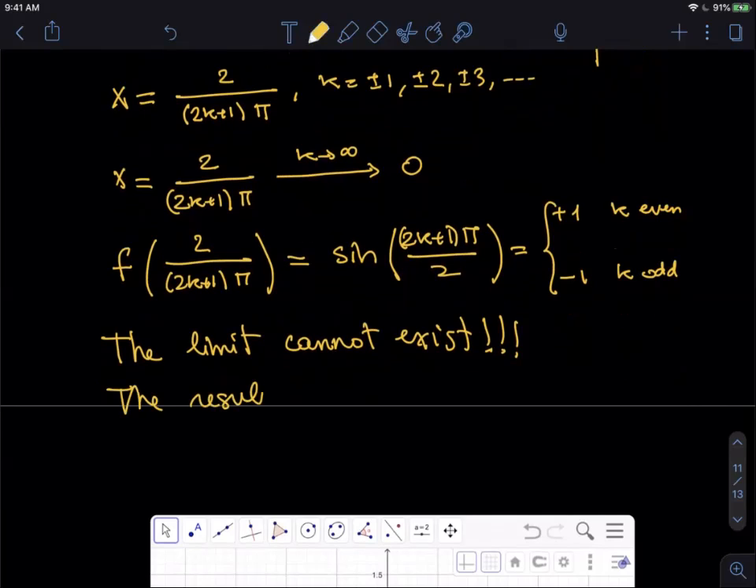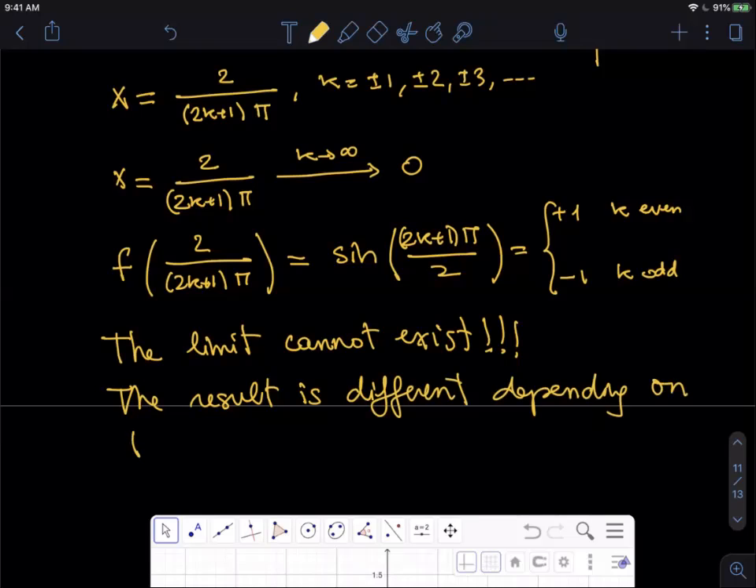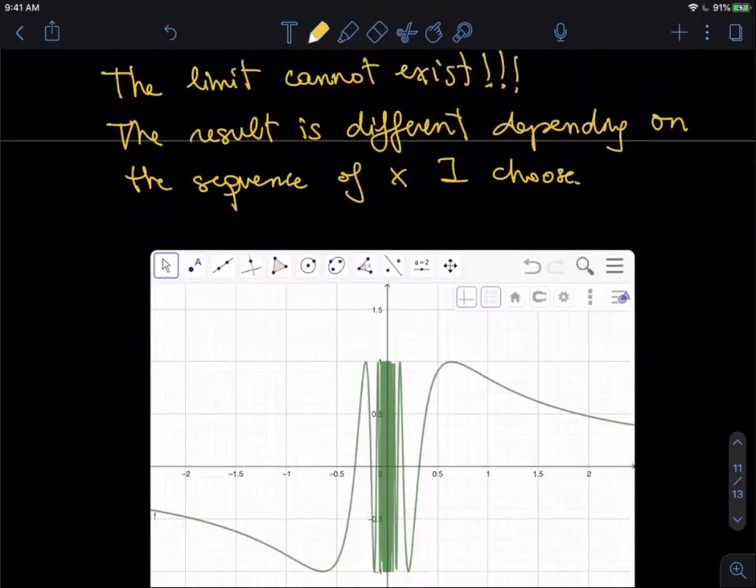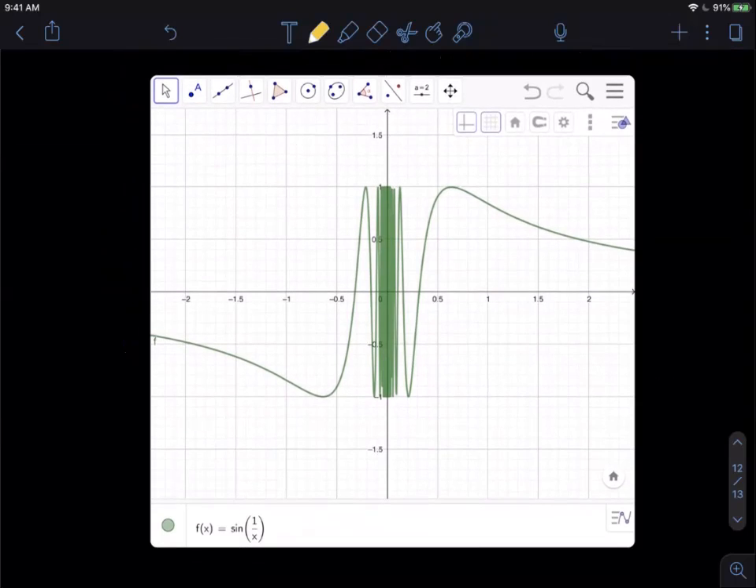The problem is that the result is different depending on the sequence of x I choose. Okay, and I wanted to discuss graphically what's happening. So this is the graph of sine of 1 over x. You see that near 0, it becomes a little crazy. So what's the problem? What's happening here?